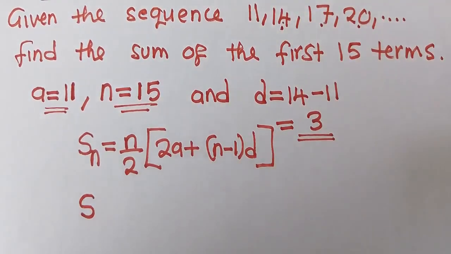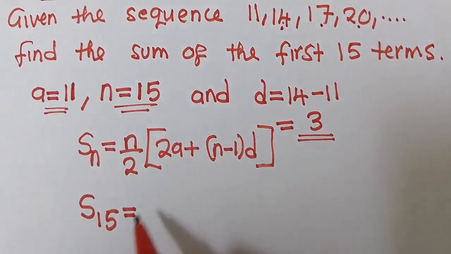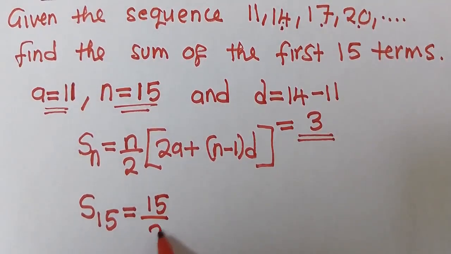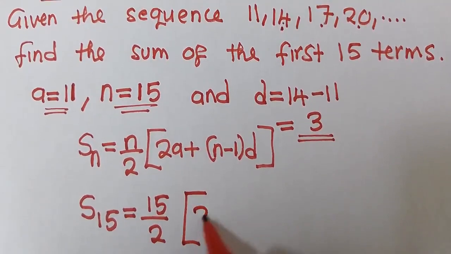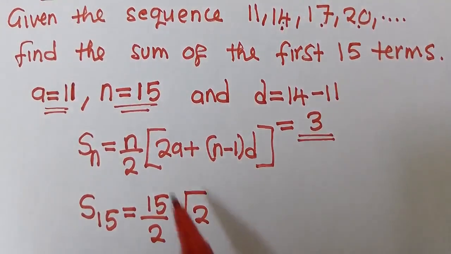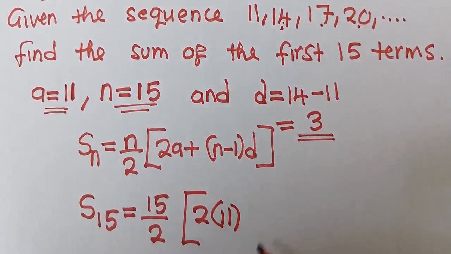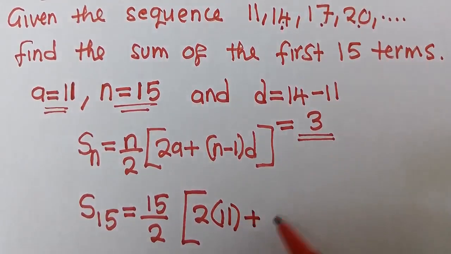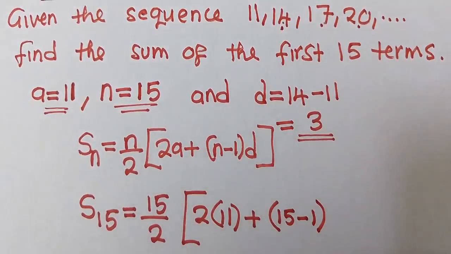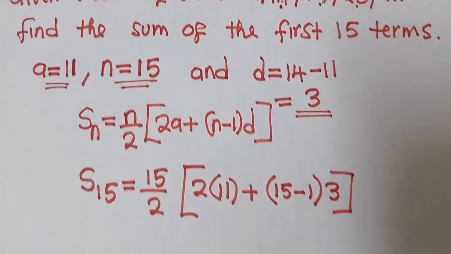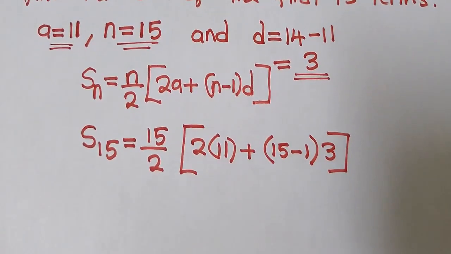Where I say n, n is what? 15. So I'm going to put my 15 there, which is equal to, the number of terms I'm told to find, 15 over 2. Then I do this: 2, I multiply by a. What is my a? My a is 11 there. So I say times 11 plus n, my n is 15, minus 1 cross d. What is my d? My d is 3. So I just put a 3 there. Then I do this. These are procedures that I need to understand.